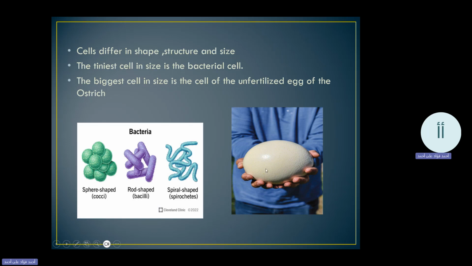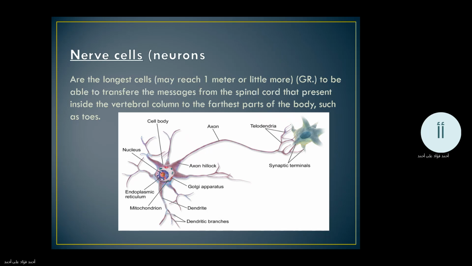You see the man holding it with both hands. You see how big the egg is? This is considered the unfertilized egg of the ostrich. This is a cell. And also cells differ in function, and the function depends on the structure of the cell.